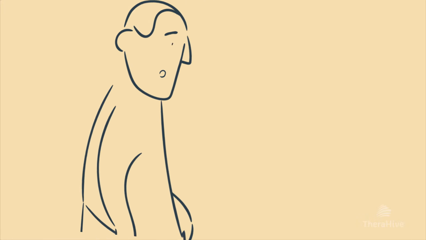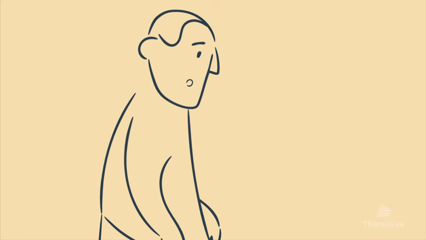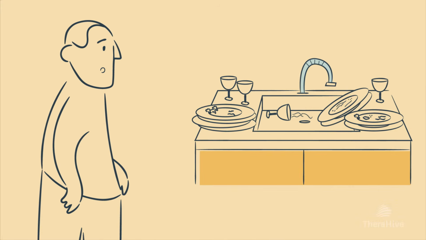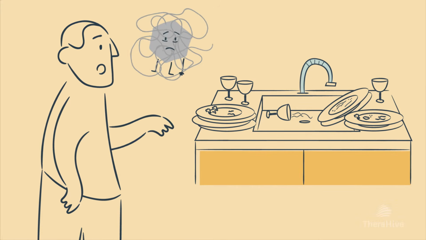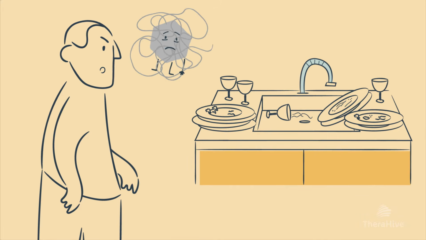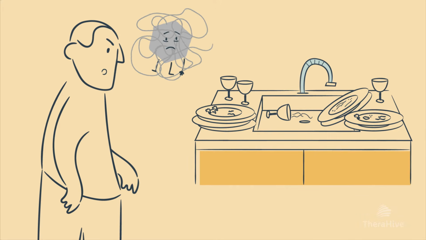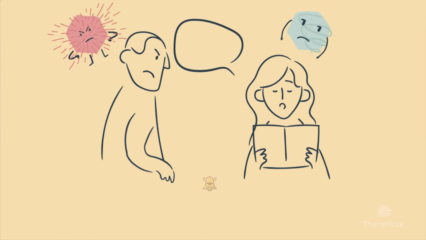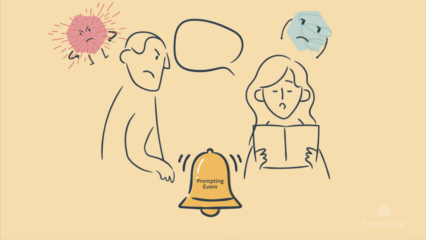Alex then identifies the prompting event that set this whole kerfuffle into motion. If Alex hadn't seen the dirty dishes in the sink, he likely wouldn't have started yelling at Molly. So seeing the dirty dishes could be one prompting event. However, Alex identifies another prompting event that's closer in time to his target behavior, when Molly invalidated his feelings by telling him to stop freaking out.